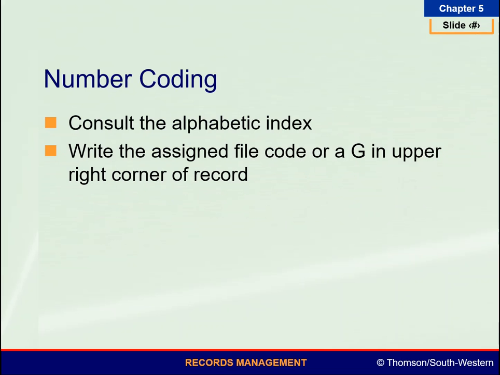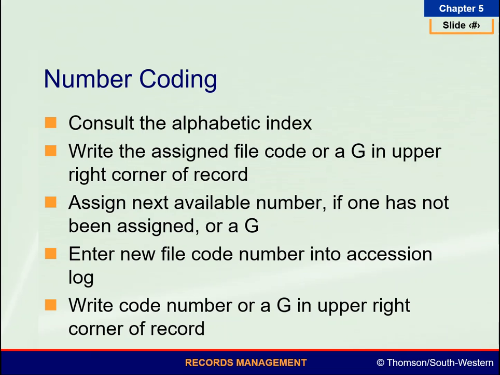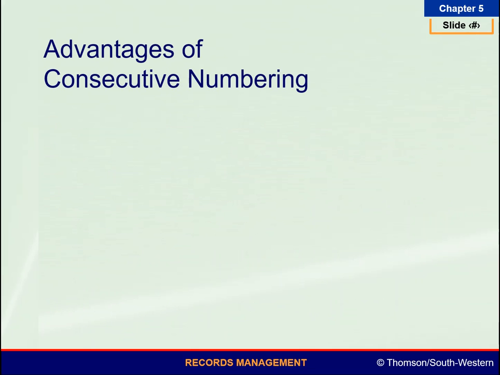Number coding. We have the alphabetic index, but we also have the number coding. When you are going to use number coding, you need to consult the alphabetic index. Write the assigned file code or an OG in the upper right corner of the record. You need to assign the next available number. If one has not been assigned, you need to enter a new file code number into the accession log. So write the code number or OG in the upper right corner of a record.